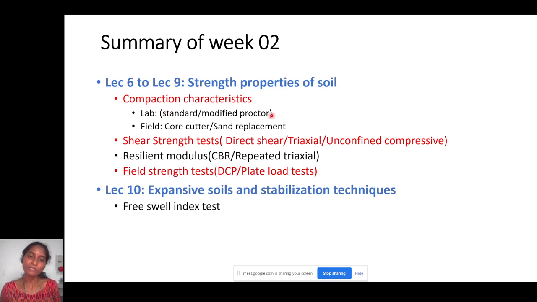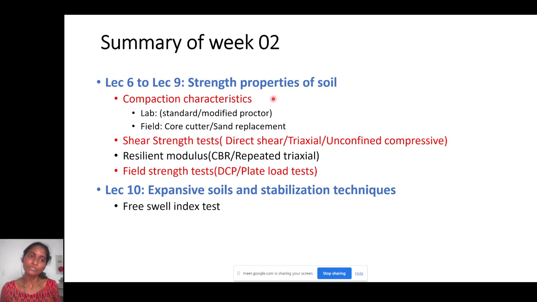So in the laboratory, we use standard and modified Proctor test. And if you have already constructed the pavement, let us say after compacting the embankment, subgrade, everything, if you wanted to determine what is the density, or if you wanted to confirm whether you have compacted your soil with respect to the laboratory density or not, then you have core cutter method, sand replacement method, which have been in detail discussed in the video lectures.